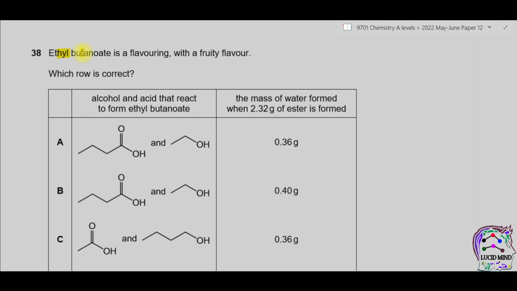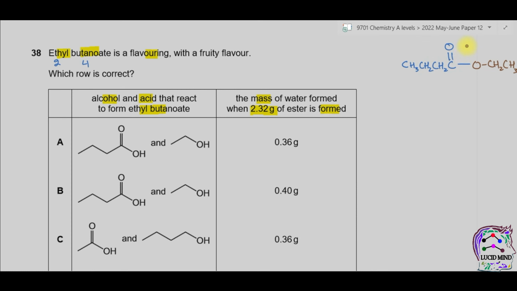Question 38. Ethyl butanoate is a flavoring with fruity flavor. Which row is correct? Alcohol and acid that react to form ethyl butanoate. We have to find out the reactants. The mass of water formed when 2.32 grams of ester is formed. Let's draw the structure of ethyl butanoate. Ethyl means we have 2 carbons. Butanoate means we have 4 carbons. So 1, 2, 3 and 4. And then we have 2 for the ethyl part, 1, 2.